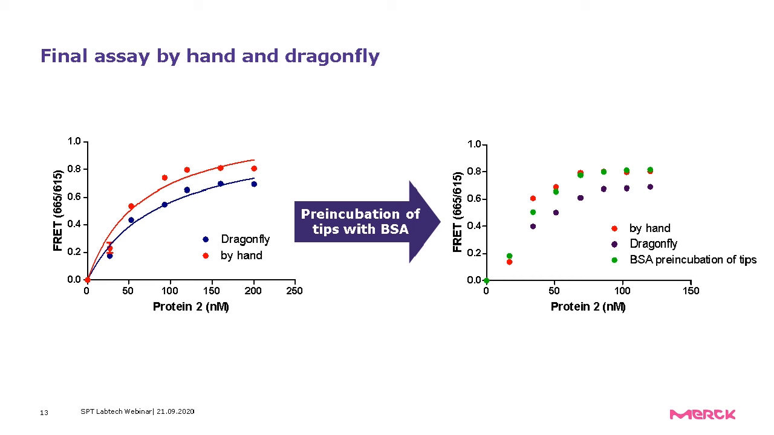However, we encountered a problem with some proteins binding to the syringes. As you can see on the left side, there was a slight difference between using the Dragonfly and doing the experiment by hand, resulting in a lower FRET signal. So we searched for a workaround and found one in a brief pre-incubation of the syringes with a BSA-enriched solution, and the assay worked just fine with the Dragonfly again.